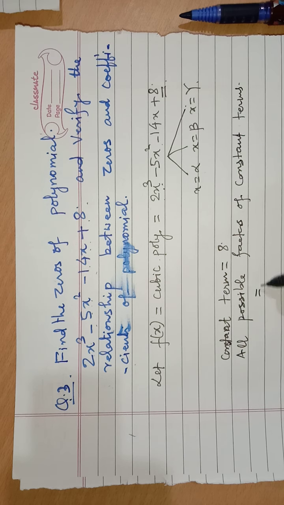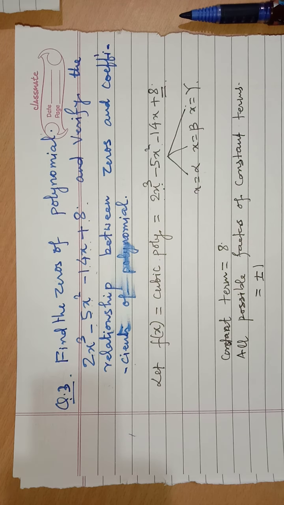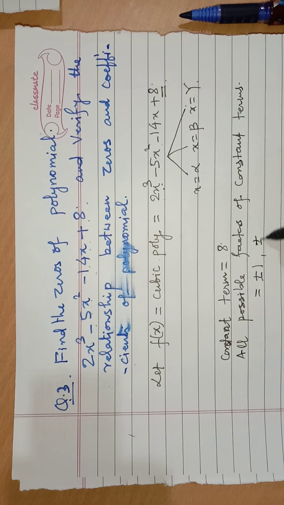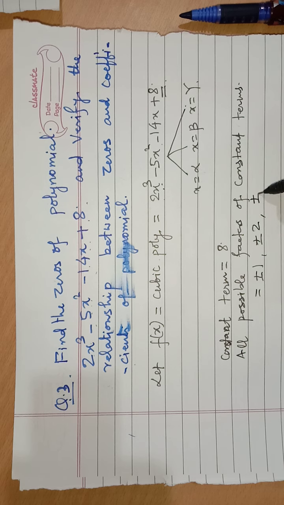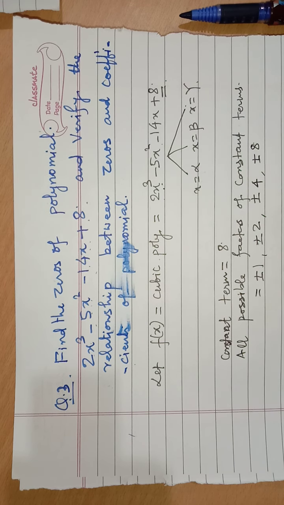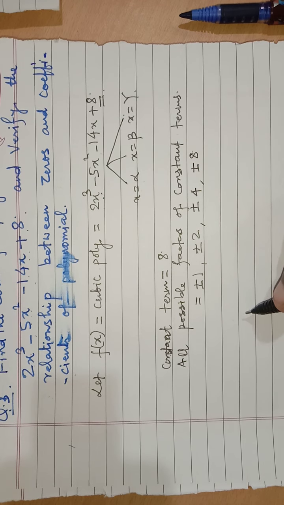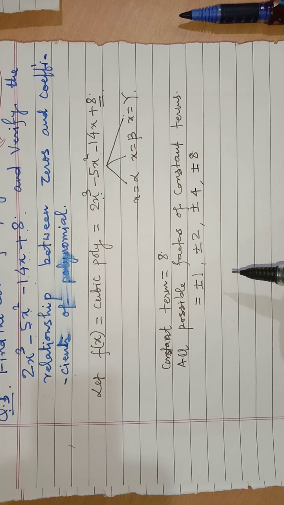So here the factors are plus minus 1, since it is divisible by plus 1 and also by minus 1, then plus minus 2, then plus minus 4, and then plus minus 8 itself. So these are the factors you have already. Here we will use hit and trial. We will find one of the zeros first.